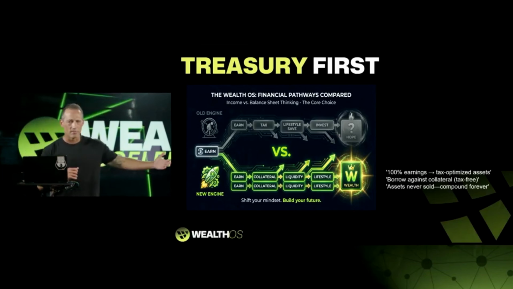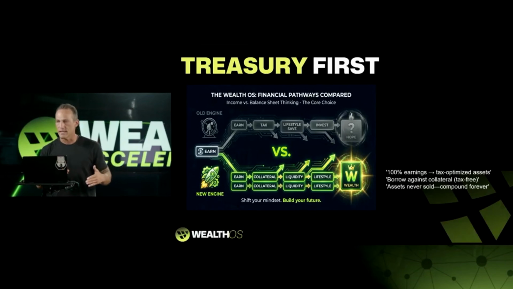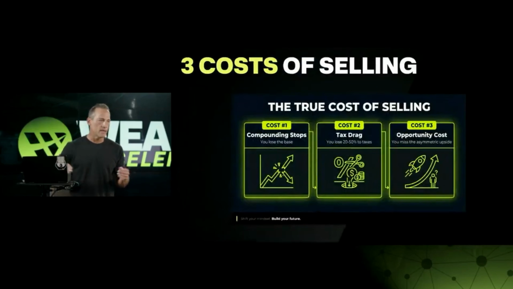Michael Saylor is not selling his Bitcoin to live. He used the assets to pay for his life. That's why I said earlier that revenue is vanity, balance sheet is destiny.